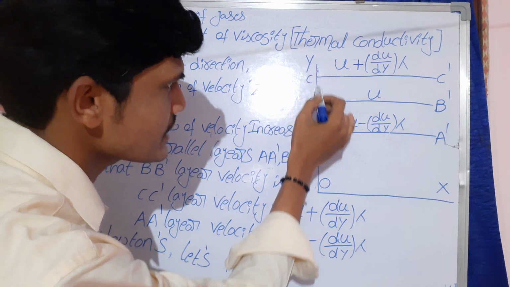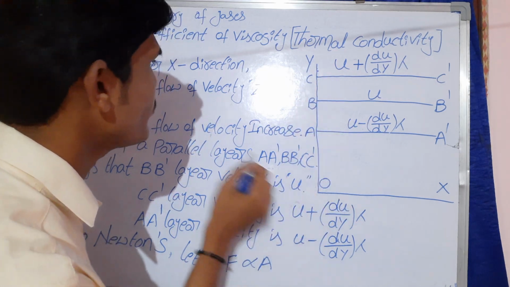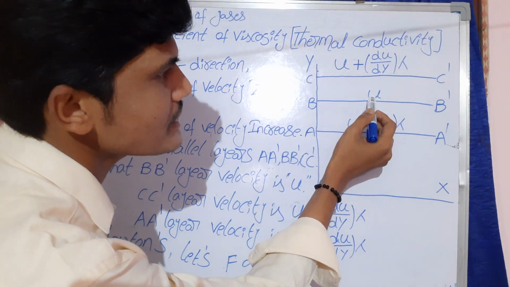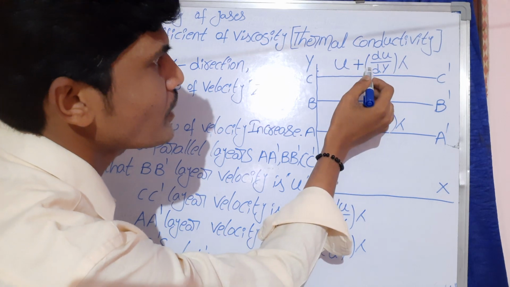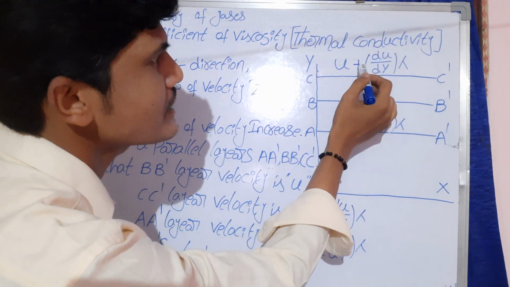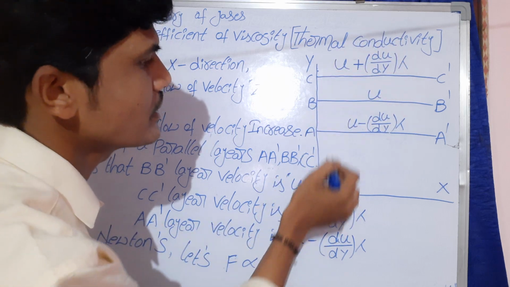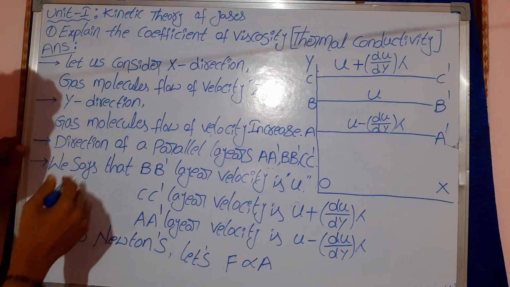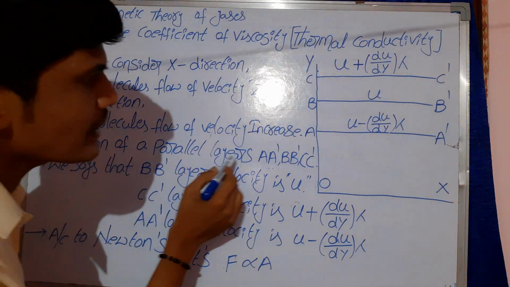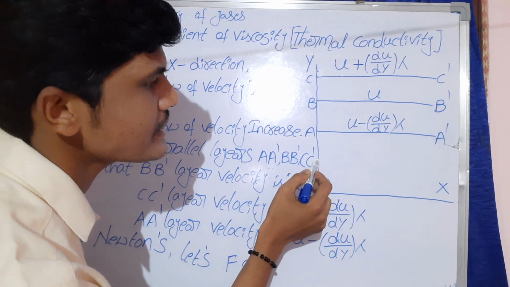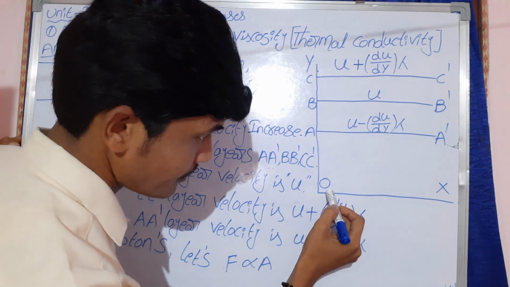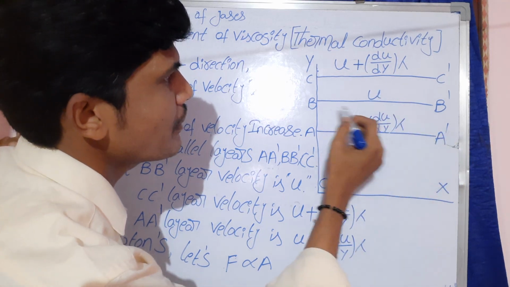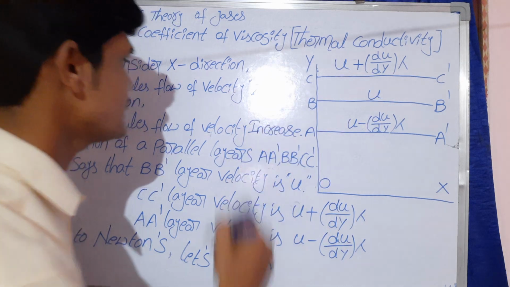In the y direction, the flow of velocity is increased. Here u means velocity, u minus means decreased, and the upper layer is increased, plus increased. So in the y direction the flow of velocity is increased. Next, in the OX direction there are parallel layers A dash, B dash and C dash.